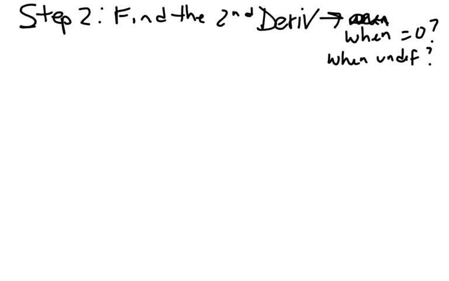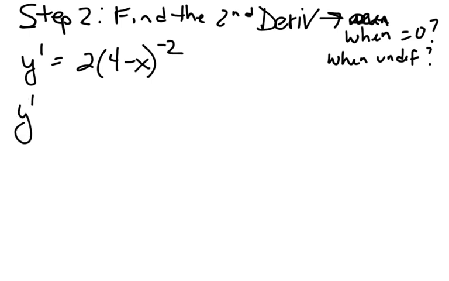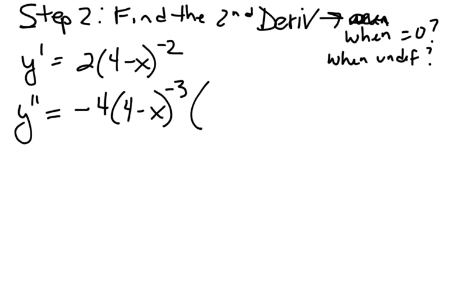Okay, so the first derivative from the last page we said was 2 times 4 minus x to the negative 2 power. To get the second derivative, I'm going to use the chain rule, take the derivative of the outside function, which means I'll have a negative 4 here, copy the inside function, subtract 1 from the power, and multiply by the derivative of the inside function, which is negative 1.